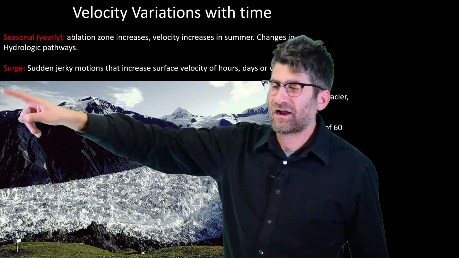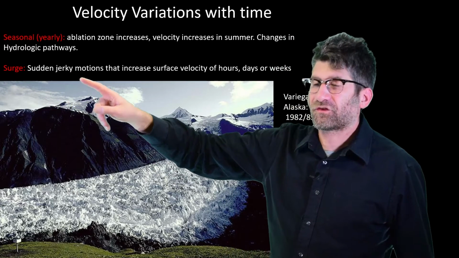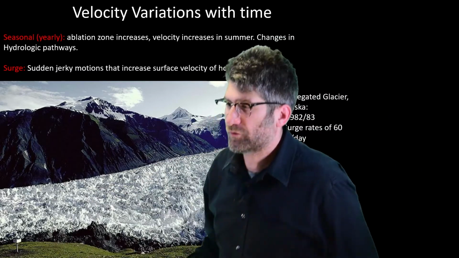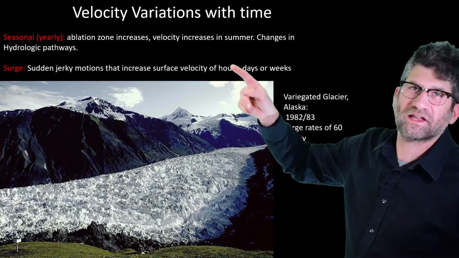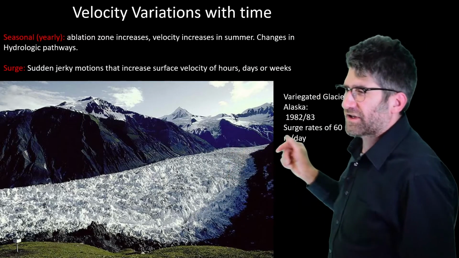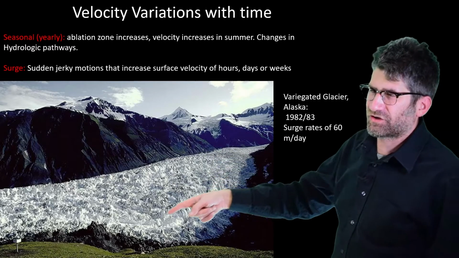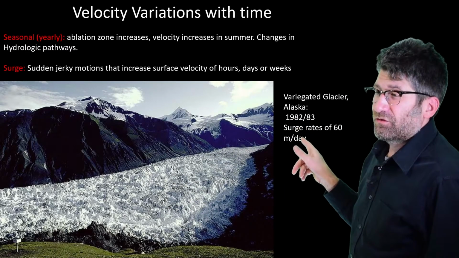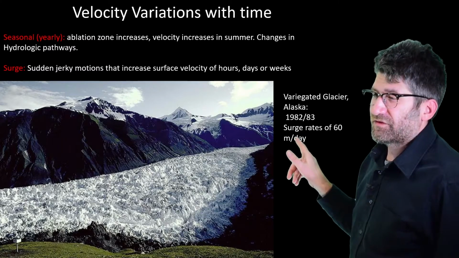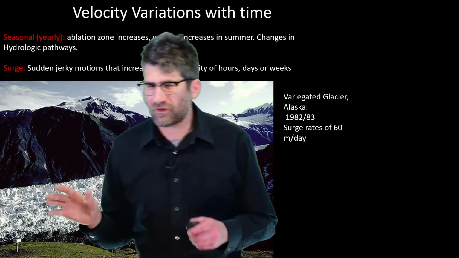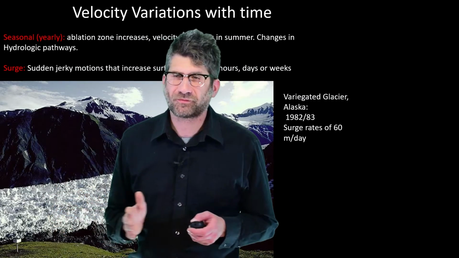Then we also have what are called surges. And so surges are these sudden jerky movements where all of a sudden the glacier starts moving really quickly all at once. And these can last anywhere from hours to days to maybe a couple of weeks. So here's a case of that. This is the Variegated Glacier in Alaska that had a very fast surge in 1982-83, where it was actually moving at 60 meters per day. So that's the variation in glacier speed over time.